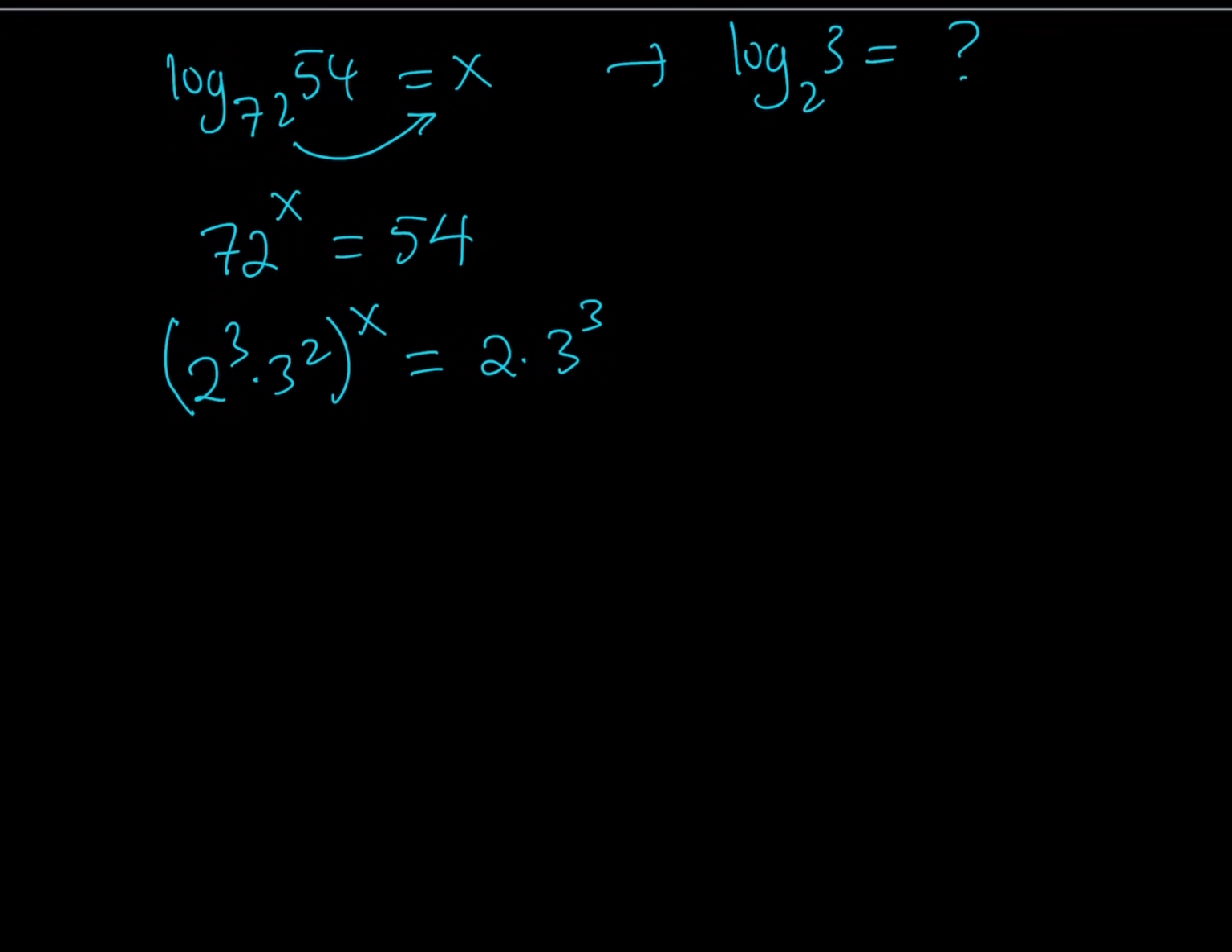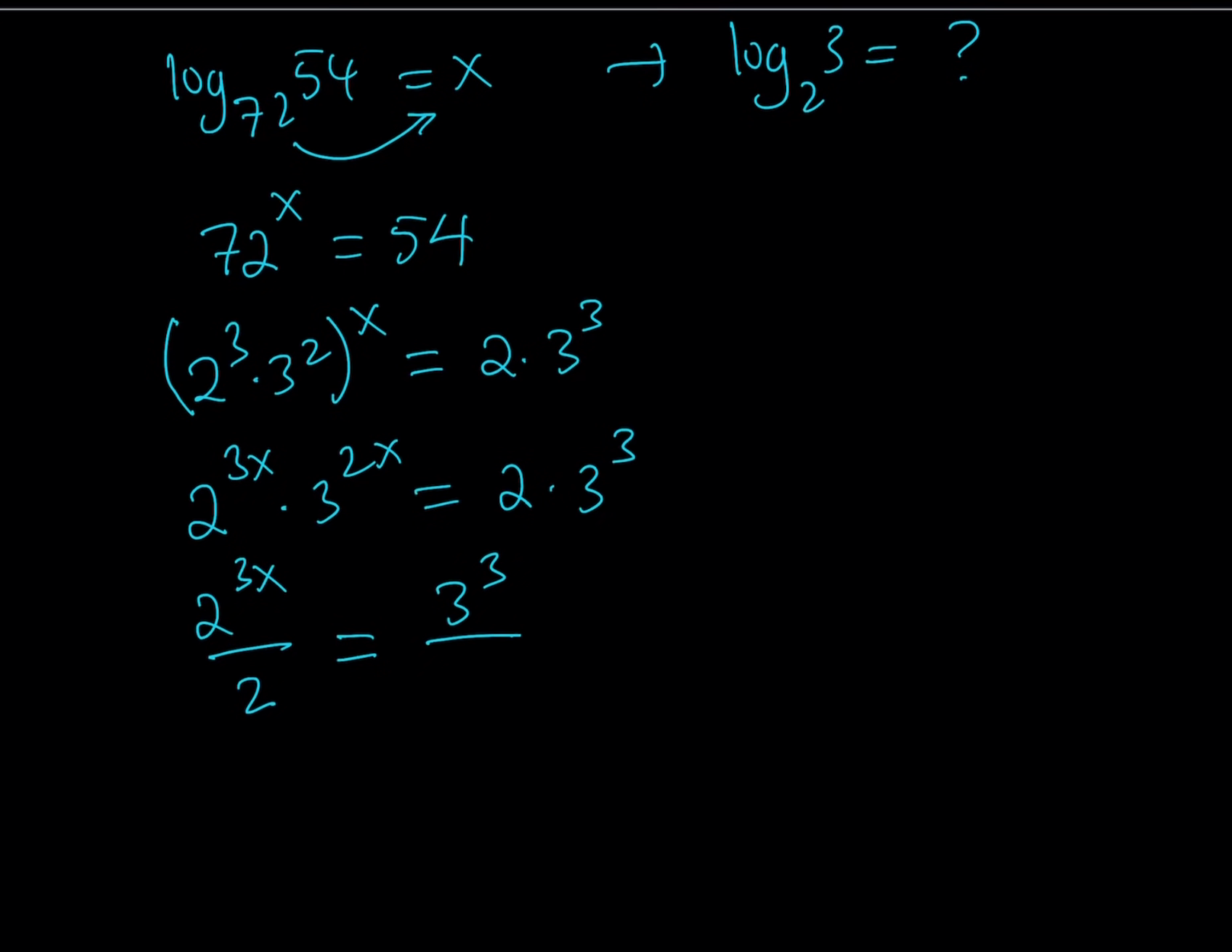Let's go ahead and multiply all the exponents by x. 2 to the power 3x multiplied by 3 to the power 2x equals 2 to the first, obviously that's what it is, times 3 to the third. I want to separate the 2's and 3's, so I want to put the 2's on the left hand side, so I can just write it as 2 to the power 3x divided by 2. And on the right hand side, I'm going to be getting 3 to the third divided by 3 to the power 2x.